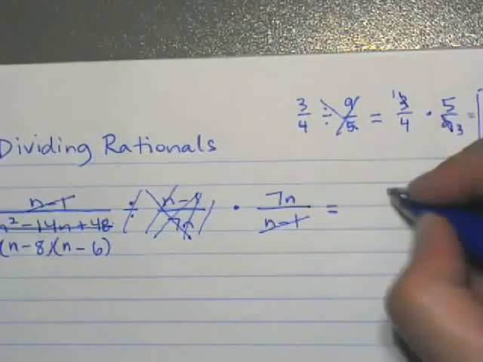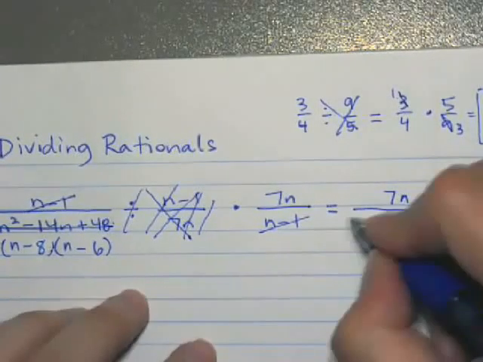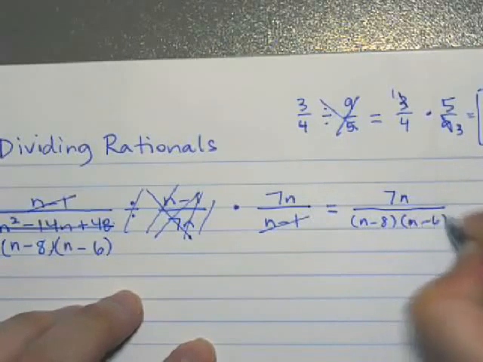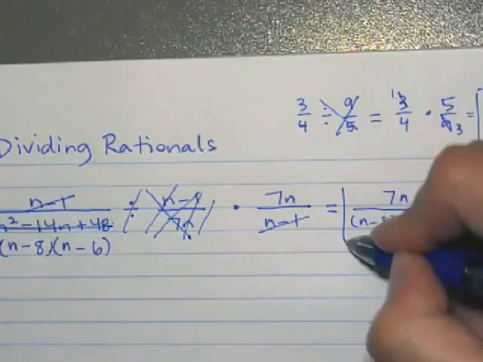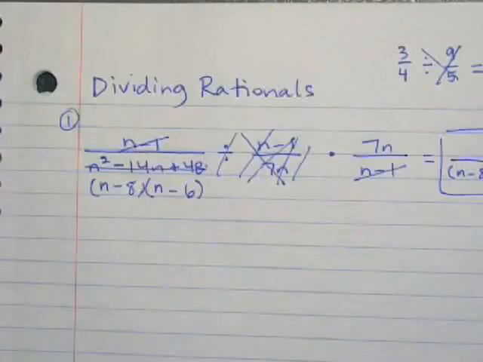On the top, I have 7n. And on the bottom, I still have both of these items, n minus 8, n minus 6. Okay, and so that is our answer. We just divided that rational. Okay, let's try a few more and make sure we really get it.